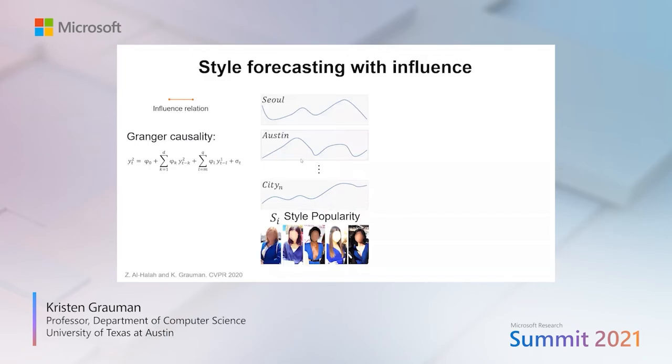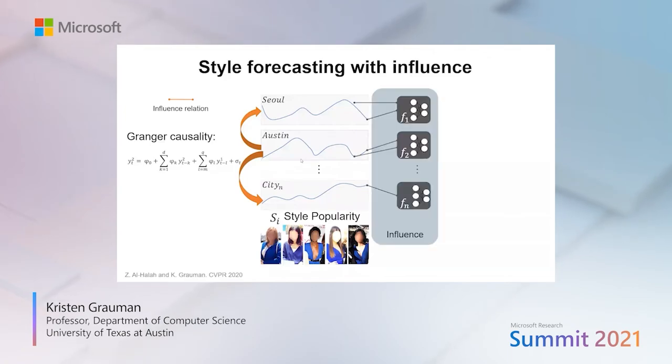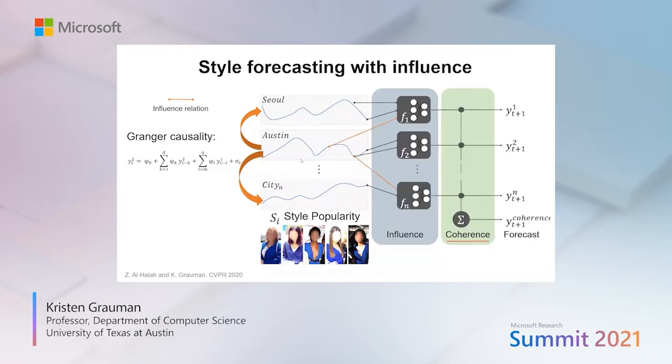So suppose I'm considering Seoul and Austin. Then we want to know, is it the case that knowing how popular that style was in Austin helps me predict its popularity in the future for Seoul? So apply a similar thought here, find out which cities have this relationship, and then we leverage it within a prediction model. So again, we're forecasting styles into the future, and we'll leverage the fact that we can estimate which ones have this influence in order to affect the connectivity of how we input these style trends to predict their futures.